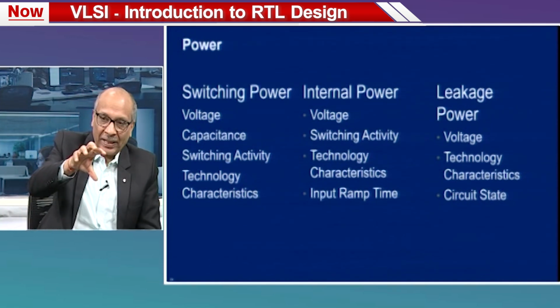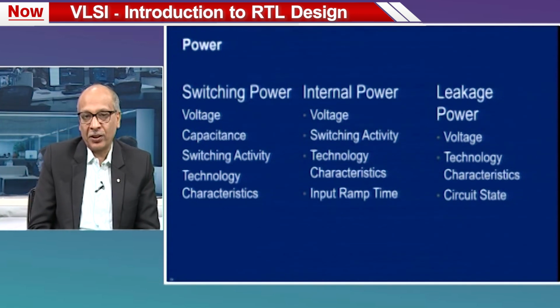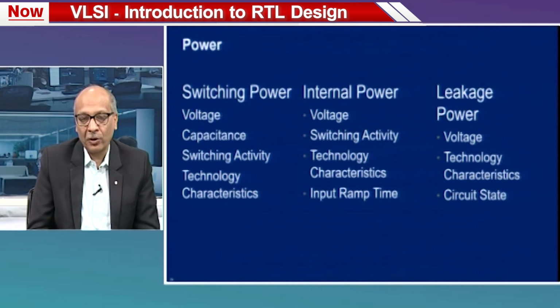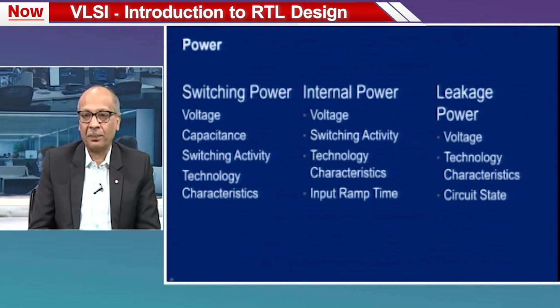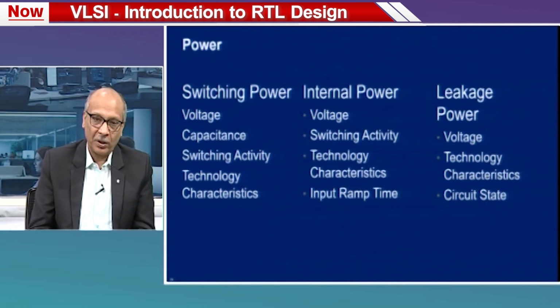I had put technology characteristics in each of these. Technology characteristics means the characteristics of the transistor, the amount of current that will flow, the amount of internal resistance that the transistor offers, all those things are part of technology characteristics. So, this is the power portion of it. This is how power consumption happens.